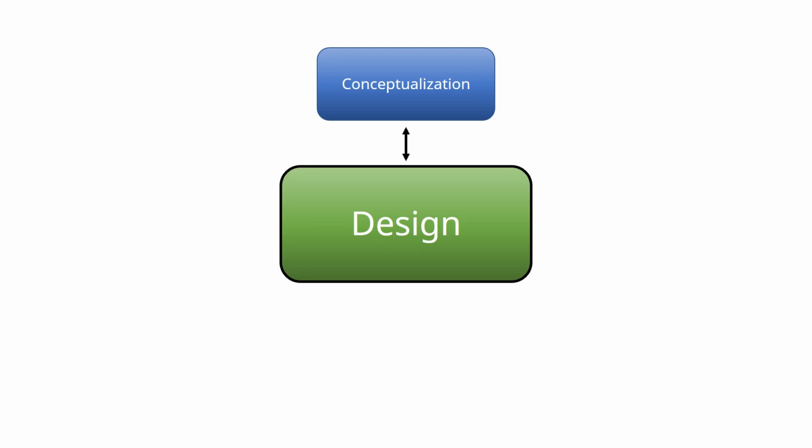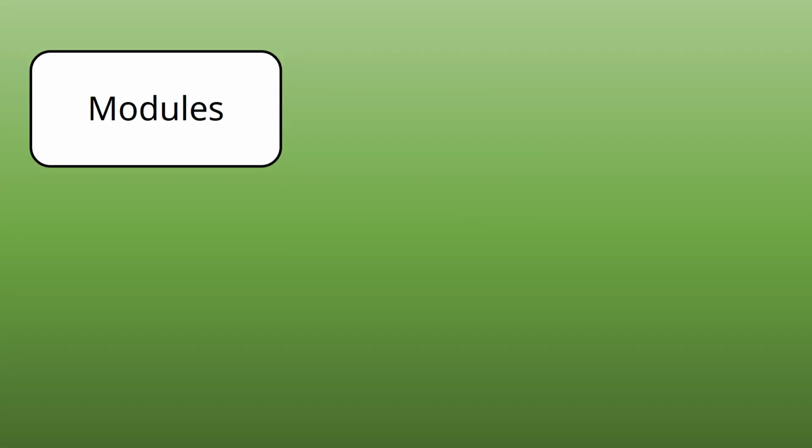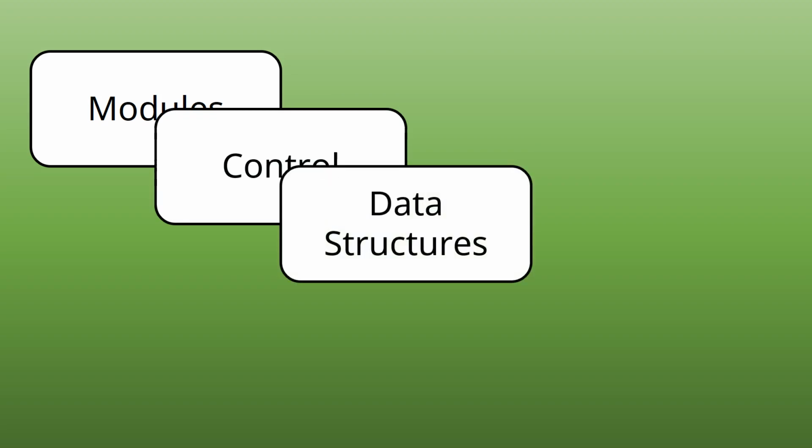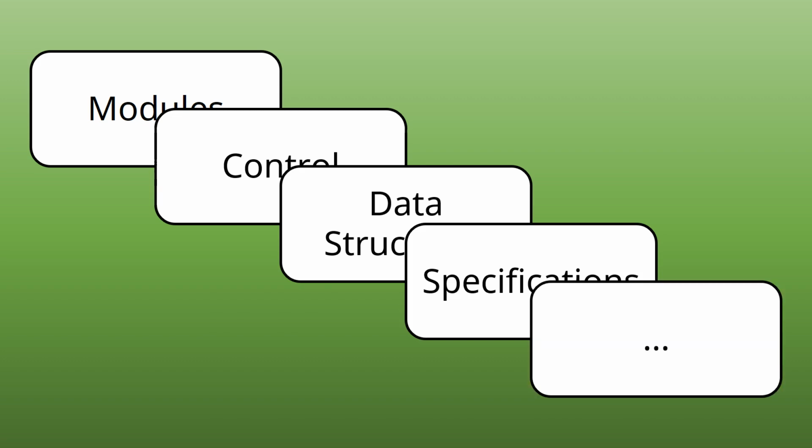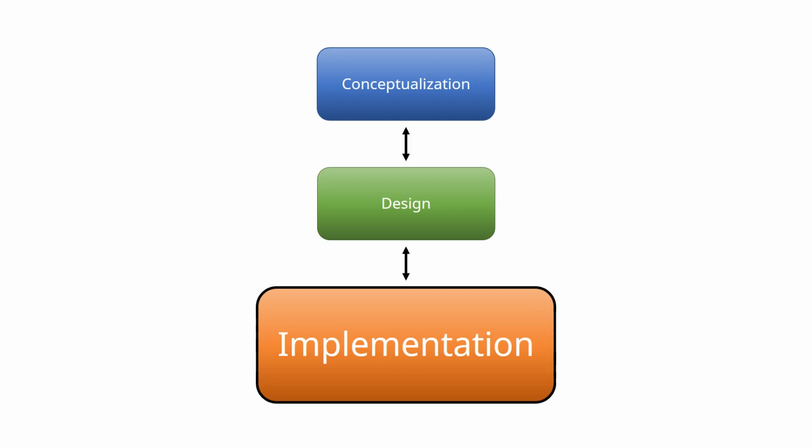This is where we start talking more about programming and less about what it's going to look like from a user's perspective. So we might develop some individual modules. We think about how things are controlled, the data structures that we're going to need. We develop specifications. All of these different components go into planning out before you actually start writing code. You aren't programming here, you're planning for programming. The programming part is called implementation.